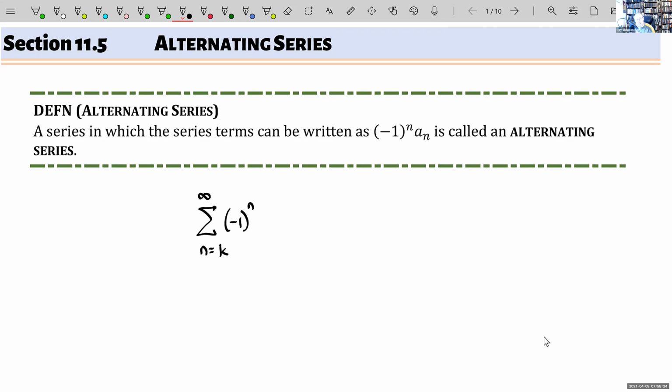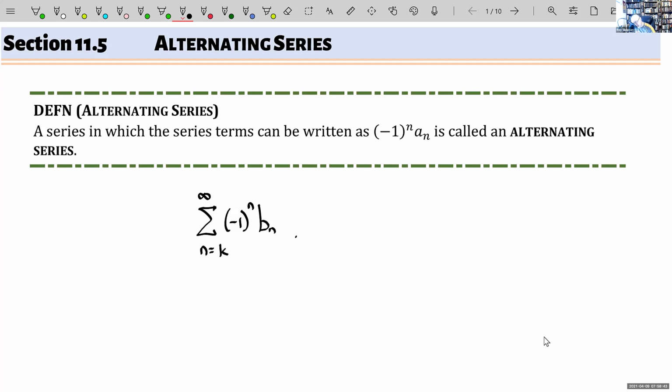-1 to the nth. It doesn't actually have to be to the nth. It could be the n plus first. It doesn't really matter, as long as you have something that forces it to pop between negative and positive terms. And then you have some a sub n. By the way, your author will call that b sub n, so I might as well just go ahead and do that right now.